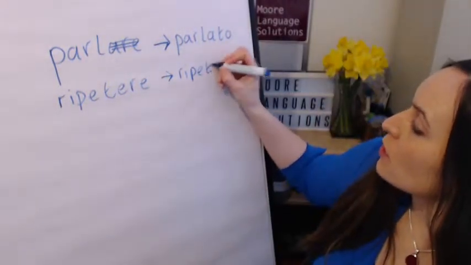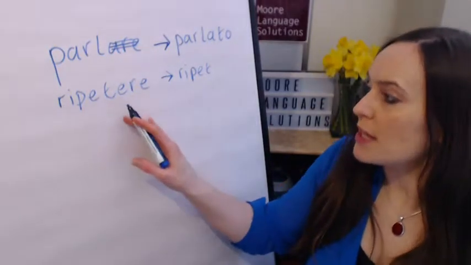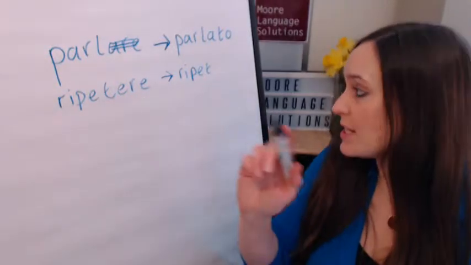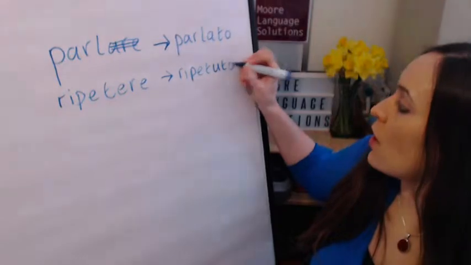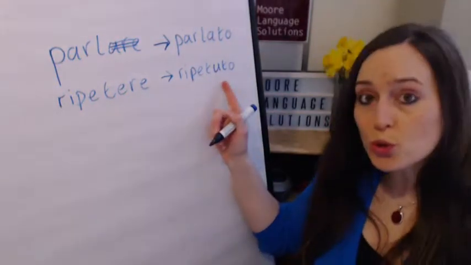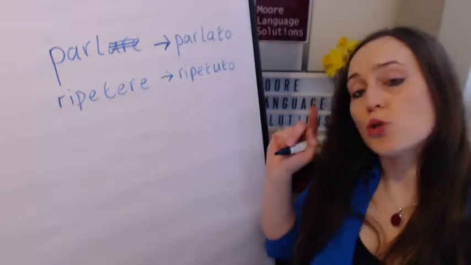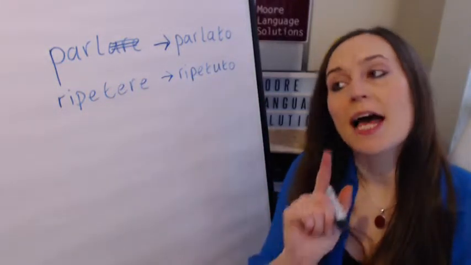Ripet. What happens with ERE verbs? You might think that it would be eto at the end because it's an ERE verb, but that's actually not what happens. It's uto. Ripetuto. Parlato, ripetuto. So this is for regular verbs.